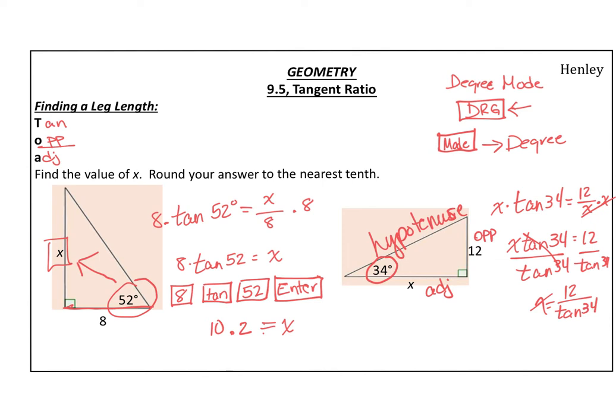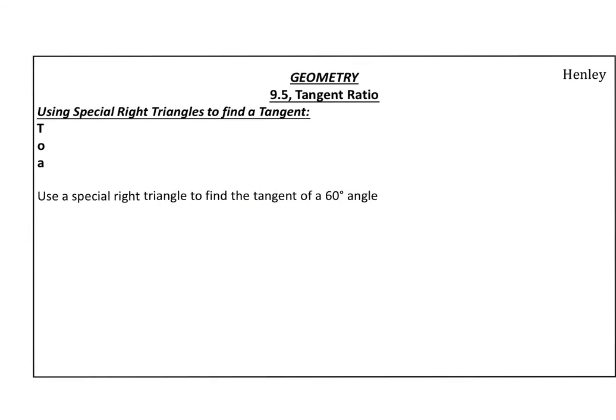So you will type that into your calculator, 12 divided by tangent 34. Go ahead and close that parentheses. And you will get x equals 17.79, which rounds to 17.8. Remember, tangent equals opposite over hypotenuse. I'm sorry, adjacent.